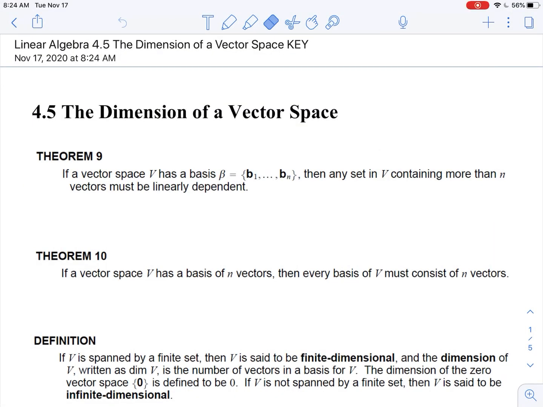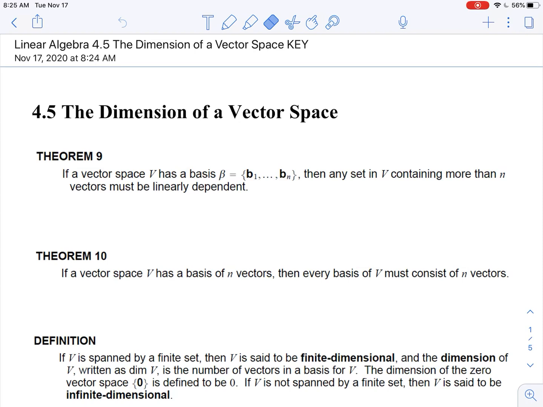Good morning. All right, so we're going to start with the dimension of a vector space today. So we're looking at section 4.5 in our text. And we're going to start with a couple of theorems and move into some definitions. And I think most of this is fairly straightforward, but we'll find out. So let's start with theorem 9.